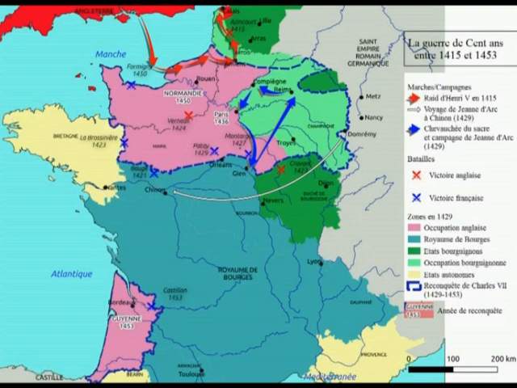Hello everyone, today we talk about the Battle of Formigny, fought on April the 15th, 1450. This is one of the major battles of the Hundred Years' War between England and France, and it has substantial significance because, from a strategic point of view, it brought de facto the destruction of the last English army in Normandy, and therefore paved the way for the French to capture the remaining English strongholds in Normandy.